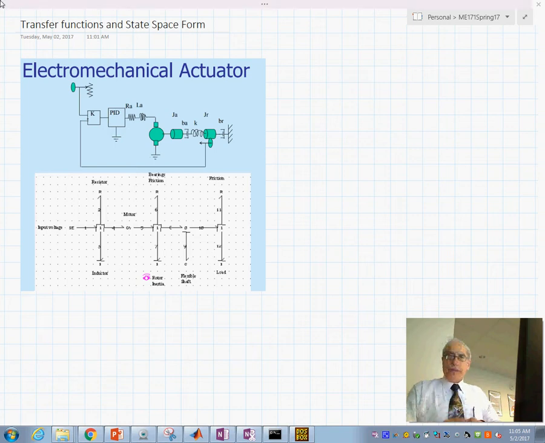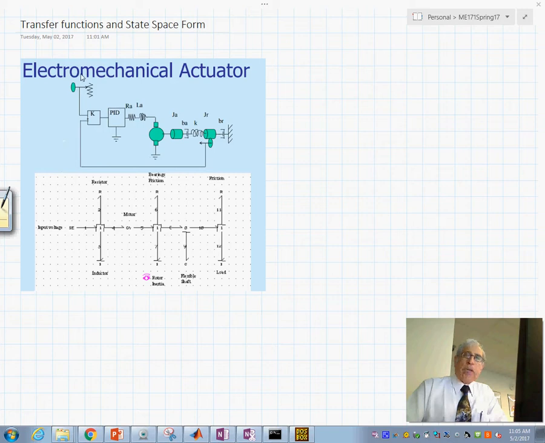Today we're going to see another interesting topic, and that is, given this physical system here, this electromechanical actuator, can we obtain transfer functions automatically for any output that we want? That's objective number one. Objective number two is to understand how we obtain those transfer functions.